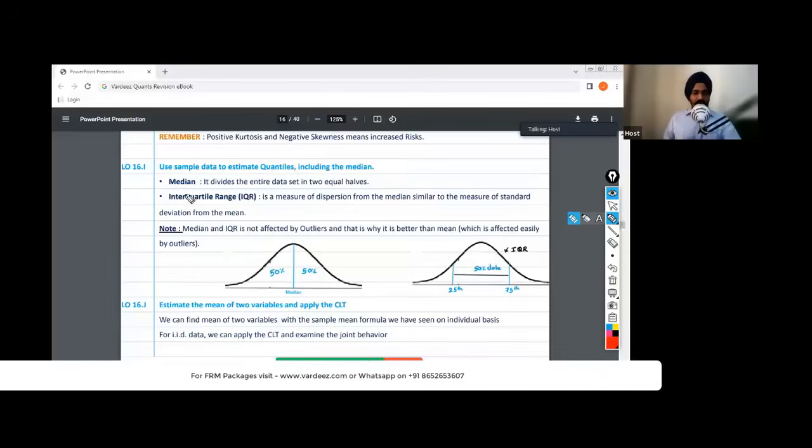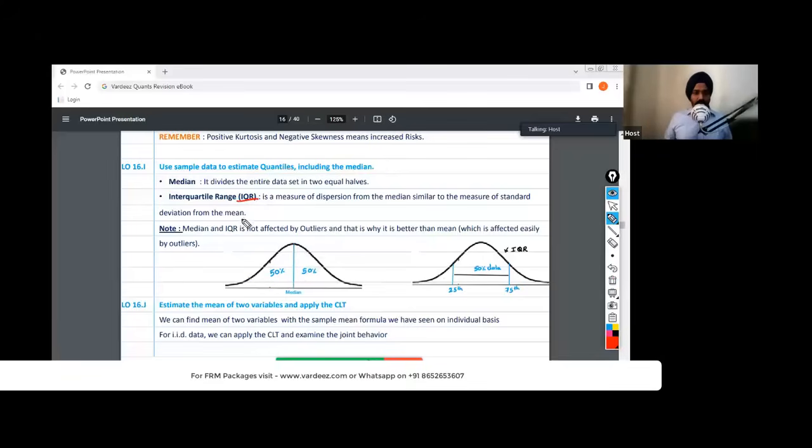Okay, moving on to the next learning objective. What are quantiles? I've already told you about the quantiles, but just to let you know, the two quantiles that we are studying are the median and the interquartile range. So what does the median do? As I said, it picks up the entire data and divides it into two, the center point. It divides the entire distribution into two parts, 50% here, 50% here. That's what it does. The center point is the median.